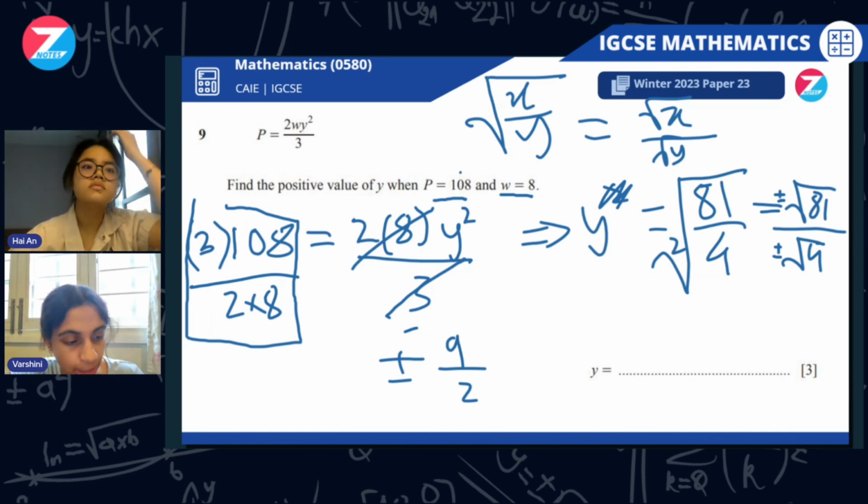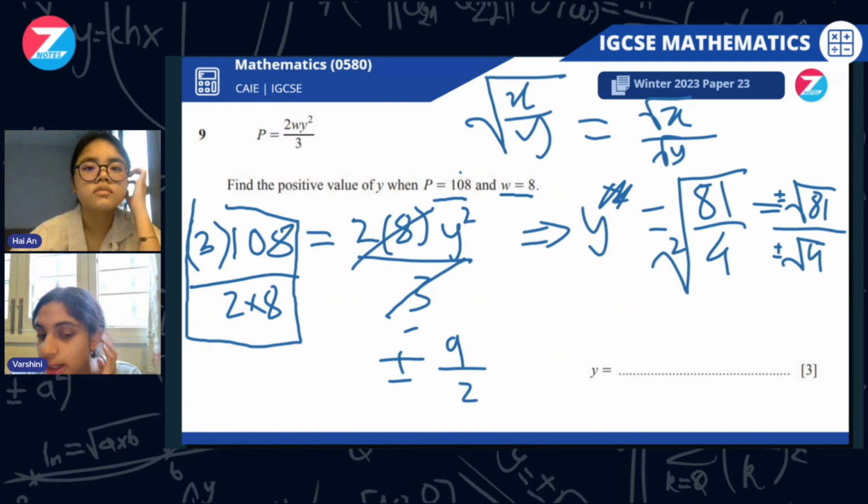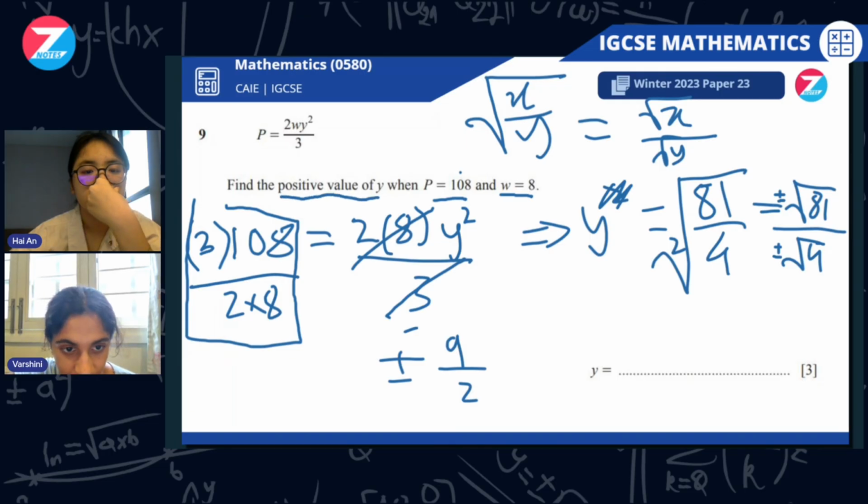Or you could just put this in your calculator to get the root of 81 and the root of 4. But we also know that they've asked us to find the positive value of y. So we ignore the negative value and we just take 9 by 2, which is also equal to 4.5.